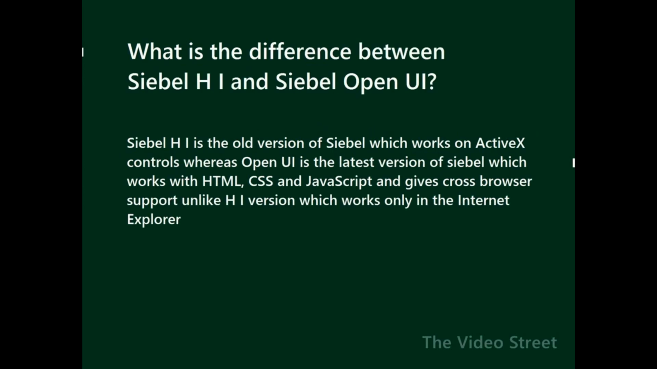What is the difference between Siebel HI and Siebel OpenUI? Siebel HI is the old version of Siebel which works on ActiveX controls, whereas OpenUI is the latest version of Siebel which works with HTML, CSS, and JavaScript and gives cross-browser support, unlike HI version which works only in the Internet Explorer.